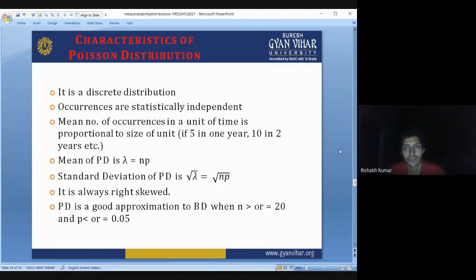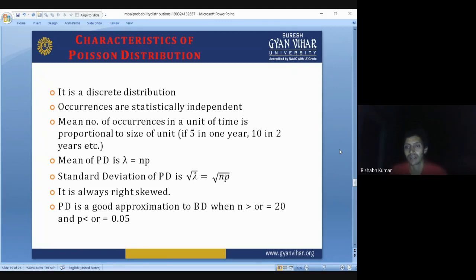What are the characteristics of Poisson distribution? It is a discrete distribution, same as the binomial distribution. Occurrences are statistically independent, again same as your binomial distribution. The mean number of occurrences in a unit of time is proportional to the size of the unit, that is, if 5 in 1 year, then 10 in 2 years. The mean of Poisson distribution is lambda equal to np. The standard deviation of Poisson distribution is sigma equal to under root lambda, equal to under root np. Your Poisson distribution is always right skewed. And Poisson distribution is a good approximation to binomial distribution when n is greater than or equal to 20.